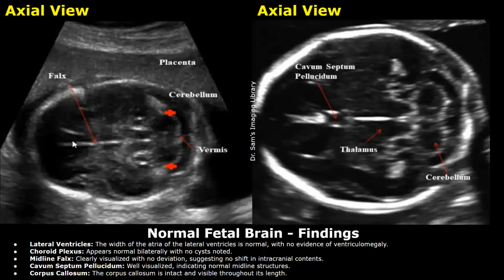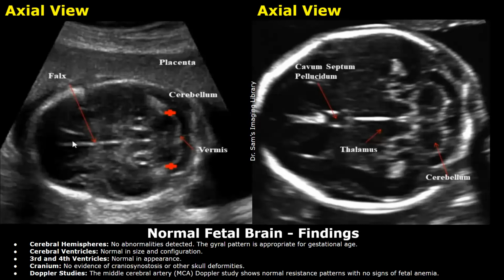The width of the atria of the lateral ventricles is normal, with no evidence of ventriculomegaly. Choroid plexus appears normal bilaterally, with no cysts noted. Midline falx clearly visualized with no deviation, suggesting no shift in intracranial contents. Cavum septum pellucidum well visualized, indicating normal midline structures. Corpus callosum. The corpus callosum is intact and visible throughout its length.